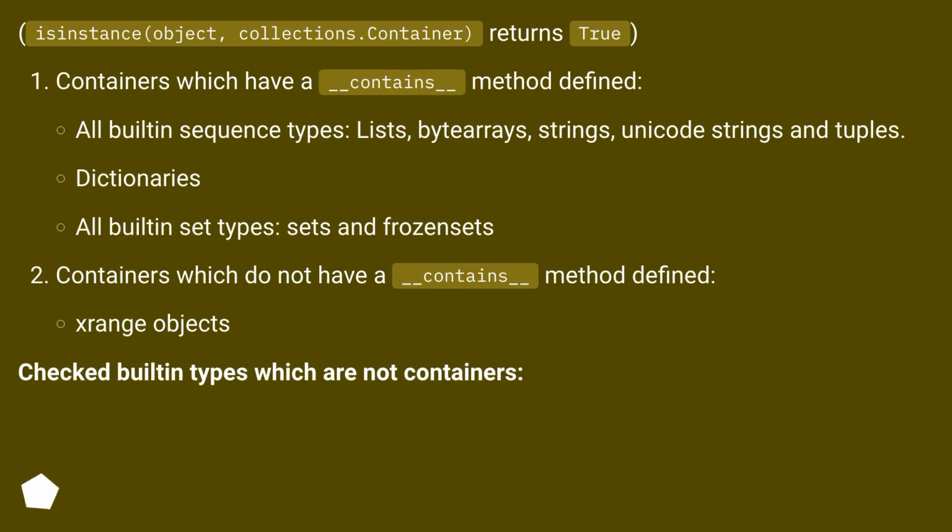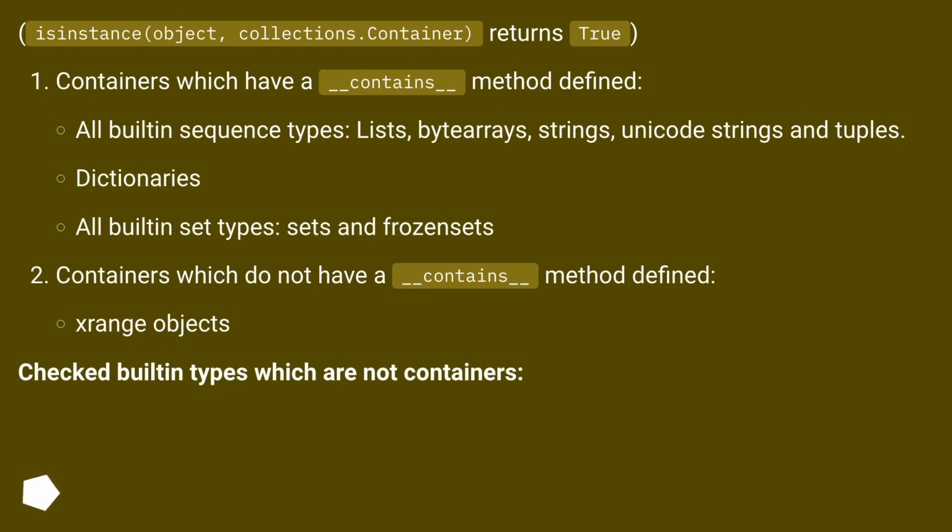isinstance(object, collections.Container) returns true. Containers which have a __contains__ method defined: all built-in sequence types, lists, byte arrays, strings, Unicode strings and tuples; dictionaries; all built-in set types, sets and frozen sets.